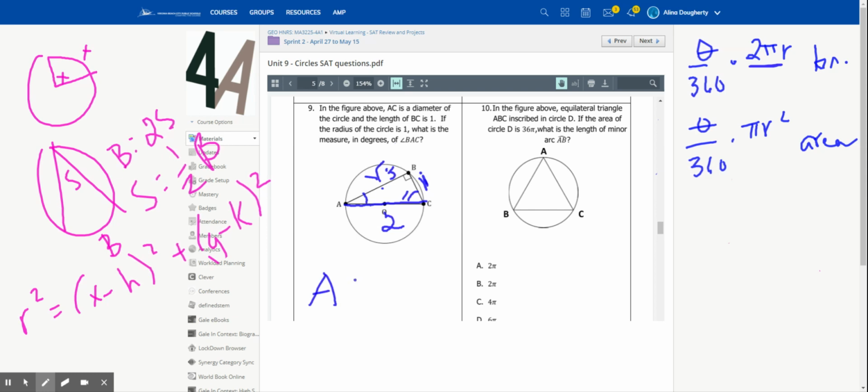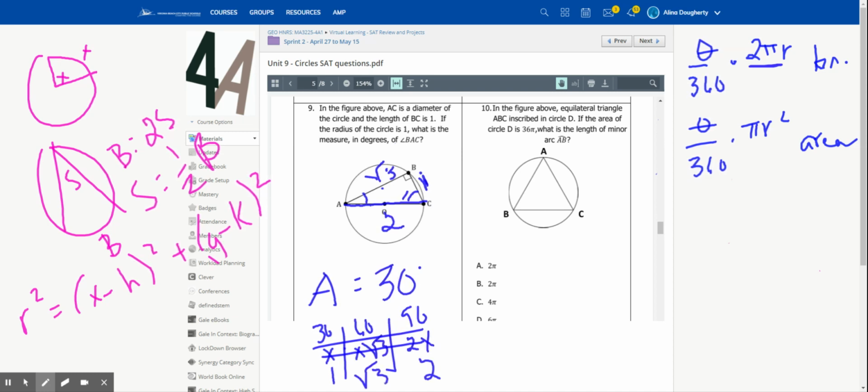Angle A is 30 degrees because it's across from the 1. So remember, we've got 30, 60, 90, x, 2x, x square root of 3. So if I have 1, 2, square root of 3, the 1 is across from the 30. So the 1 is across from the 30.